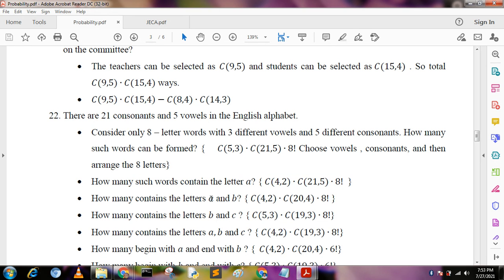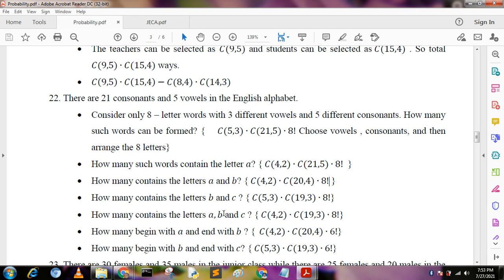Next, how many contain the letters A and B? Here one vowel is fixed and one consonant is fixed. For the vowels it is C(4,2), and for the consonants, with one fixed, it is C(20,4), and then 8 factorial. Now next question, how many contain the letter B? Here one consonant is fixed but vowels are not mentioned, so as in the previous question vowels are C(5,3), and consonants are C(20,4), then 8 factorial.